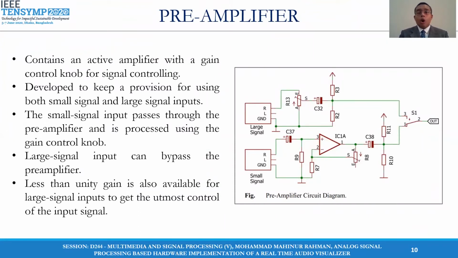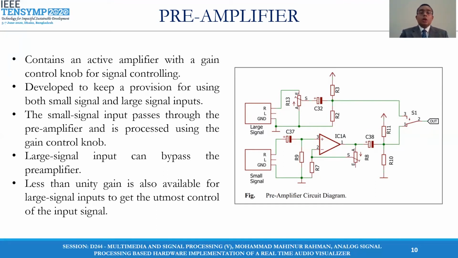Moving into the pre-amplifier section, here we have kept provisions for both large signal and small signal input. If the signal is small, then it moves through an op-amp based amplifier and also a gain control knob, which we can use to control the gain of our signal. For the large signal input, it has the provision to bypass the whole amplifier section. And if the large signal is very large, then we can use another gain control knob with less than unity gain.